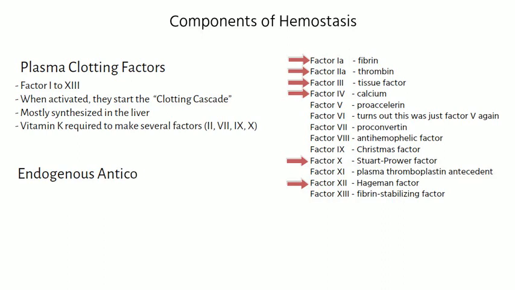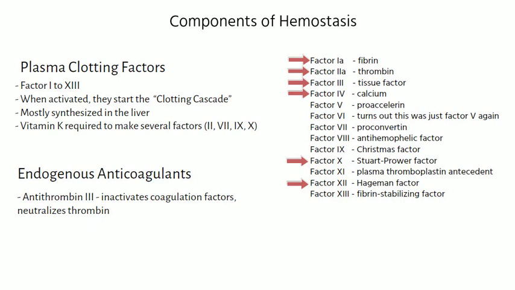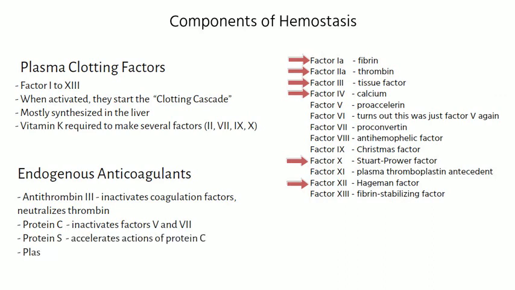There are also endogenous anticoagulants that counteract the clotting process. These anticoagulants include antithrombin 3, which inactivates coagulation factors and neutralizes thrombin. Protein C, which inactivates factors 5 and 7. Protein S, which accelerates actions of protein C. And plasmin, which digests fibrin strands of clot and digests fibrinogen, prothrombin, and factor 12.